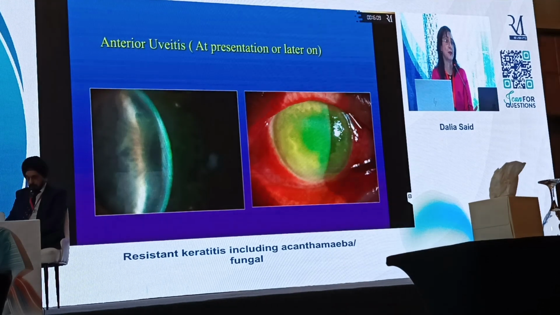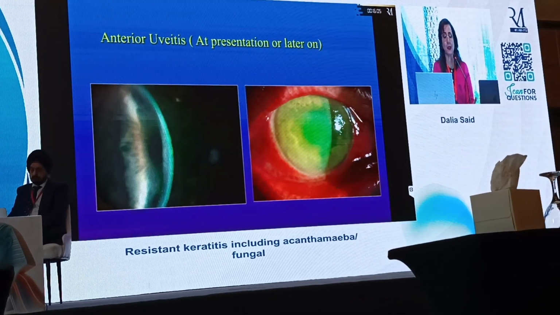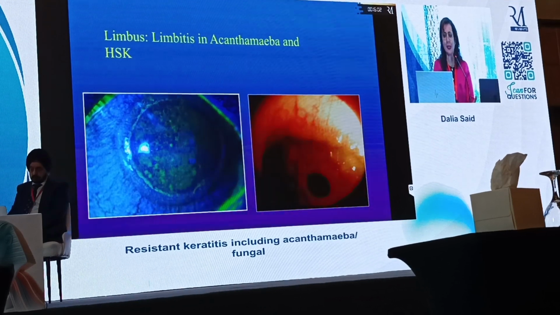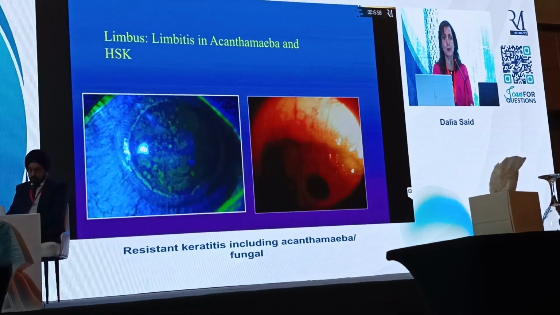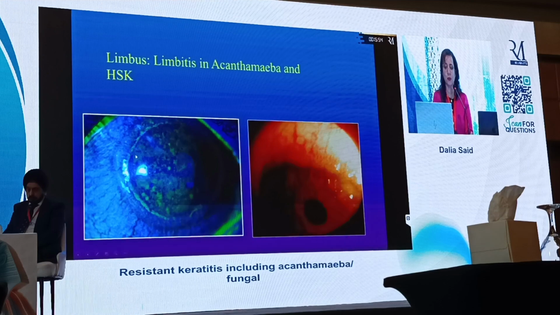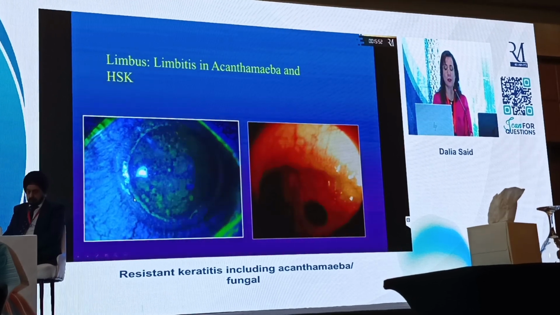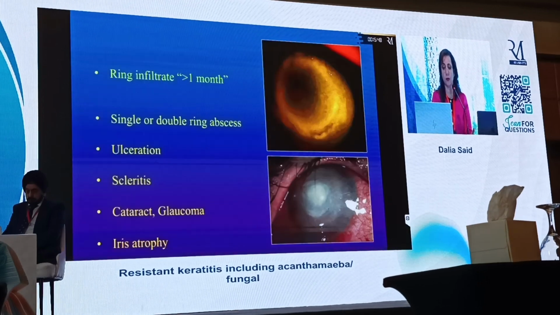Anterior uveitis can be an early presentation, and that's often missed as viral keratitis. But again, if it's a patient who's a contact lens wearer, be wary that it can be acanthamoeba. Limbitis can happen with acanthamoeba and herpes, and you can see limbitis very well if you put fluorescein and look with a blue filter. You will see the thickened limbus, as you can see here, and that can be an early or a late sign with both diseases.